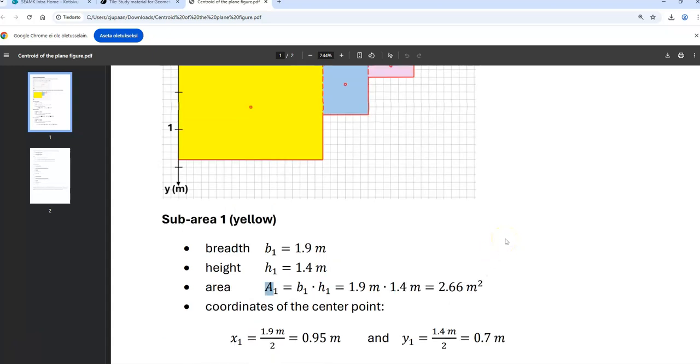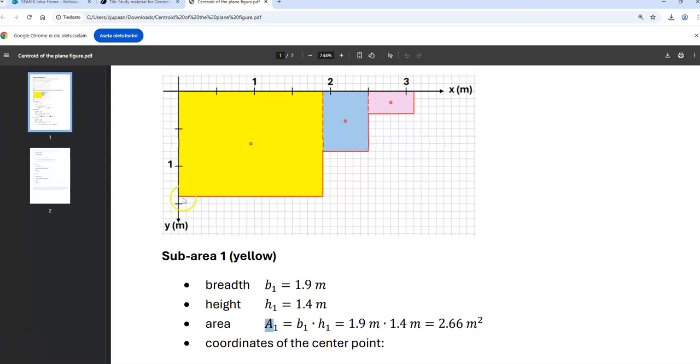First I find out the breadth of the first area. Usually we could measure that. We would take some kind of ruler or whatever which we can use with the measuring of the length of this horizontal measure, or the breadth or width of that figure. So this first sub part there, we can see from the coordinate axis that it ends at the point 1.9 in the x-axis. So the breadth is 1.9 meters.